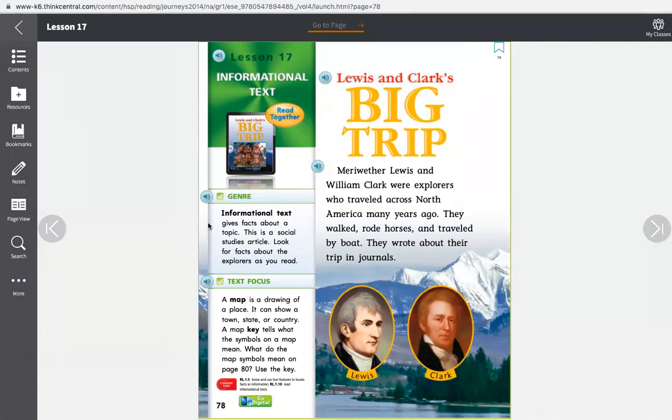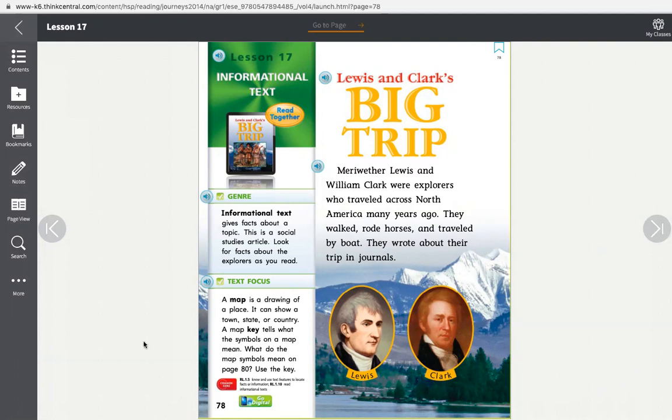This is a social studies article. Look for facts about the explorers as you read. And our two explorers for today are going to be Lewis and Clark, which I know that you got to watch a brain pop on. So I want you to think back to that brain pop and think about what they did.